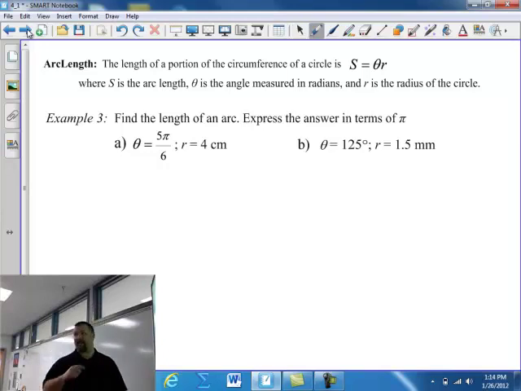All right, I like the pie. You like the pie? Pie is good. Chocolate pie is good. Rhubarb pie, not so good. Okay, all right, let's go back.